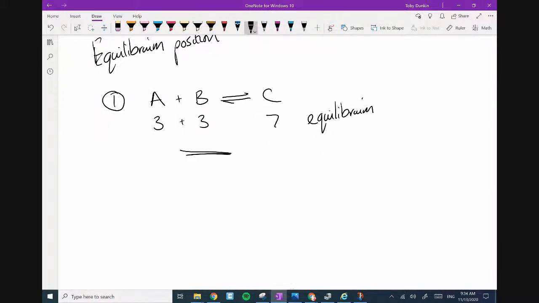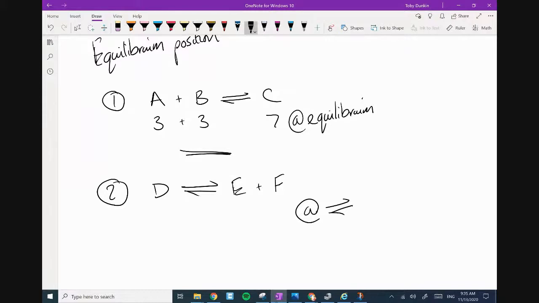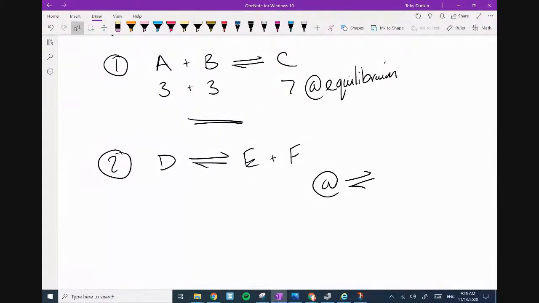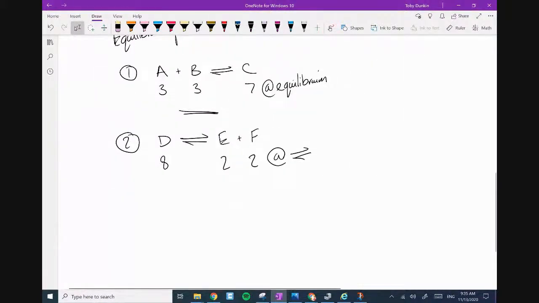Okay, equilibrium number 2. I'm going to take D, and I'm going to break it down to make E and F. And I'm going to tell you at equilibrium, see what I've done there? At equilibrium, I know I've put it as reversible, but you get the point. So at equilibrium, I'm going to have 8 of these, 2 of these, and 2 of these. I like it. Don't actually need the plus, by the way. There we go.